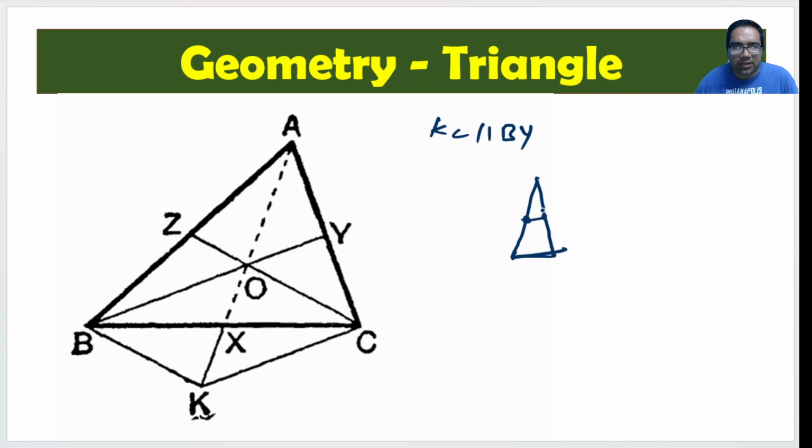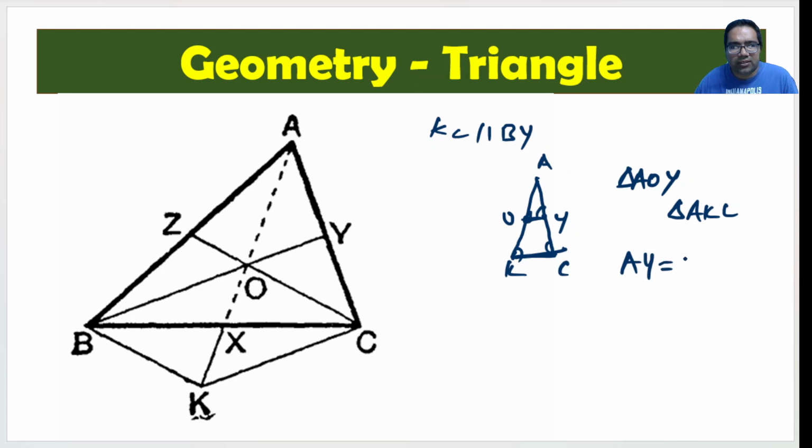How do we know this? Because this line is parallel to this line. What does that mean? This angle is equal to this angle, and this angle is equal to this angle, and this angle is common. So basically, we are talking about A, O, Y, and A, K, C. The triangle AOY is similar to triangle AKC, because all three angles are the same.